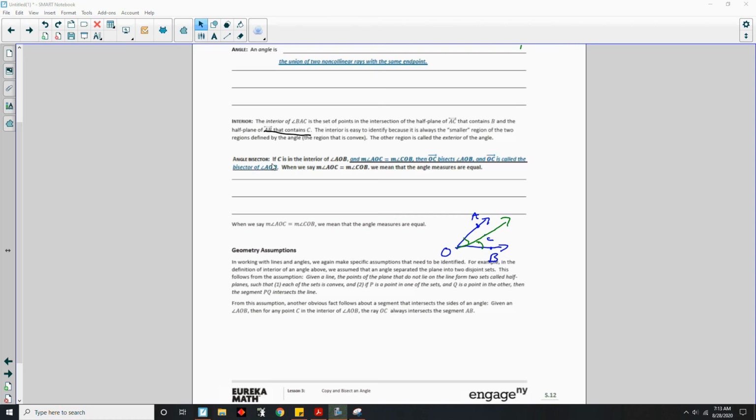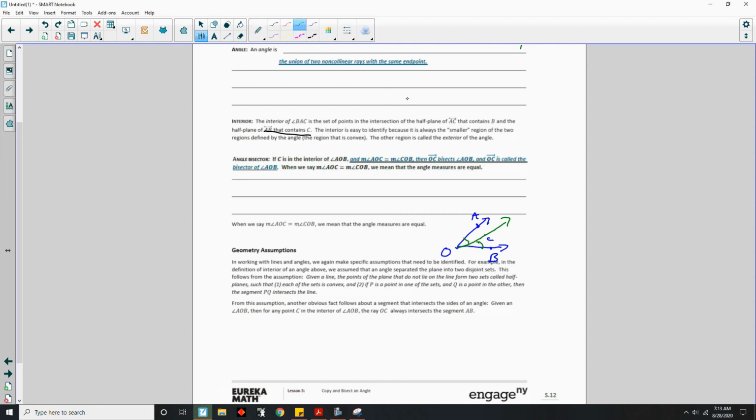So then we'd say, if C is in the interior of angle AOB, and the measure of angle AOC equals the measure of angle COB, which I've marked with one arc, then ray OC bisects angle AOB, and ray OC is called the bisector of angle AOB. When we say the measure of angle AOC equals the measure of angle COB, we mean that the angle measures are equal.